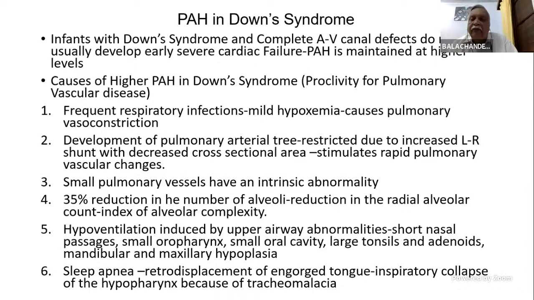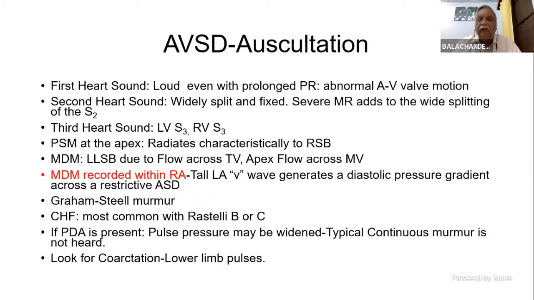So what is the cause of PH in Down syndrome? A common question which is asked. Perloff uses the word proclivity for pulmonary vascular disease. One is frequent respiratory infections. The second is that the development of the pulmonary arterial tree is restricted. The third is, of course, small pulmonary vessels. There is a 35% reduction in the number of alveoli. And more important than all that is, of course, the hypoventilation, which is upper airway abnormalities with the small oropharynx. And of course, there is sleep apnea. Next slide. With some tracheomalacia, etc. So these are the causes.